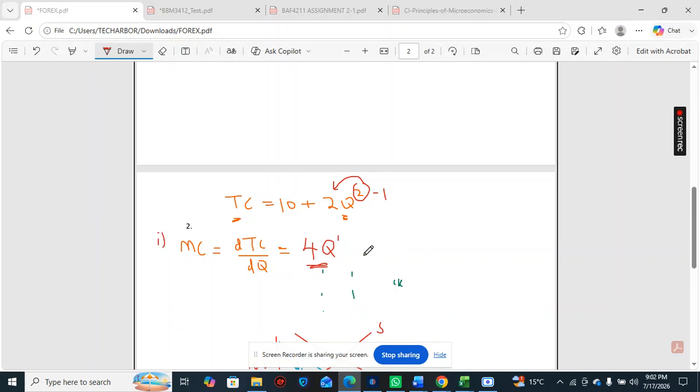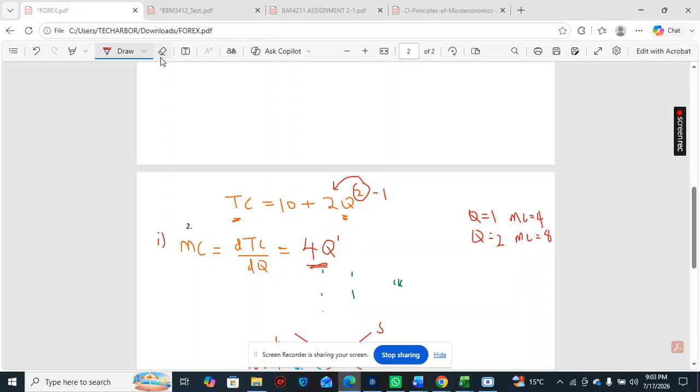Okay. So what this is telling us in simple words, colleagues, if you produce 1 unit, the marginal cost is going to be 4 times 1, it's going to be 4. This will be the additional cost. If you produce 2 units, the marginal cost is going to be, you substitute q with 2, 2 times 4, 8. The extra cost is going to be 8 kwacha. That's what this is telling us here. So that is our marginal cost.